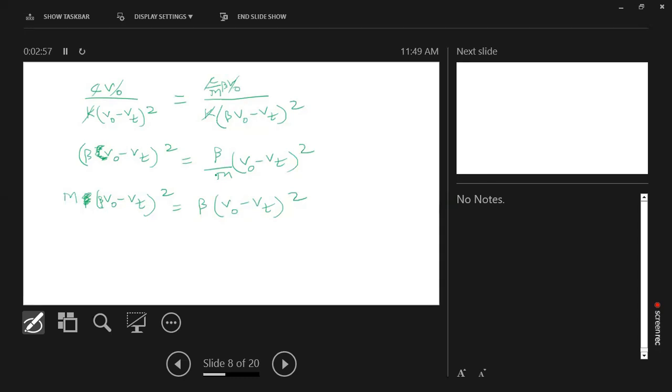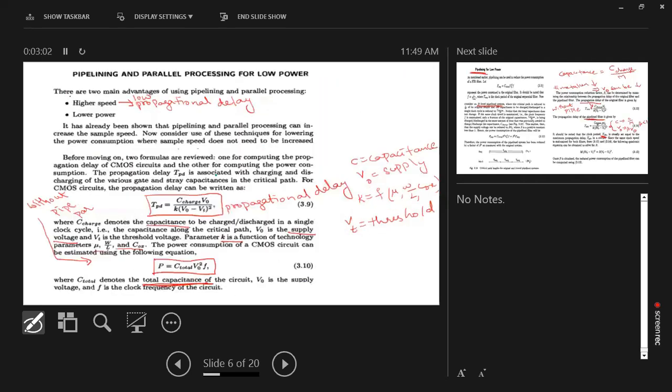What is the power consumption formula? C into V naught square F. Okay, so C into V naught square F. This is without pipelining. With pipelining, tell me what will happen. This is C total. With the pipelining, two things will change. One is the time taken for charging. Second one is V naught will become beta V naught.